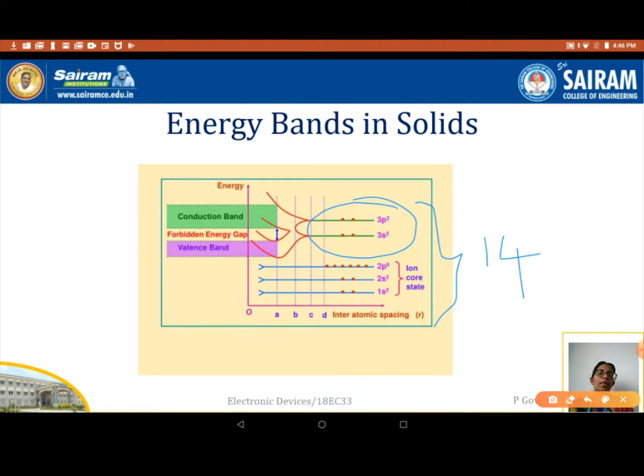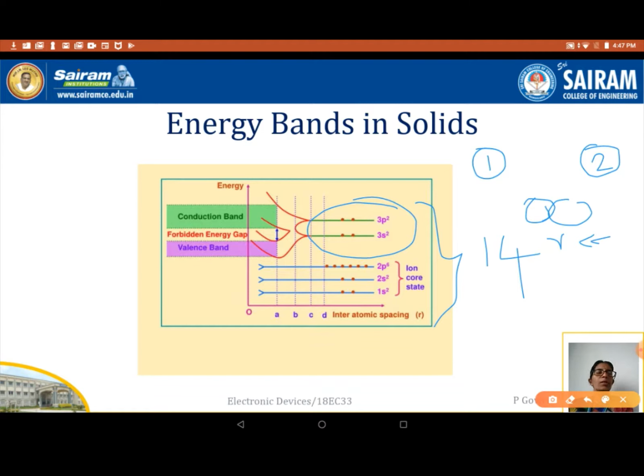Here the x-axis is the interatomic spacing r. So what is meant by interatomic spacing? When we have two atoms, 1 and 2, and they are far apart, then the r value is large. When the distance between these two atoms becomes small, that is, when they are brought nearer to each other, then r is very small.